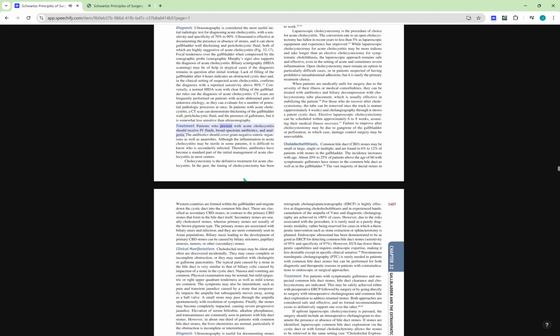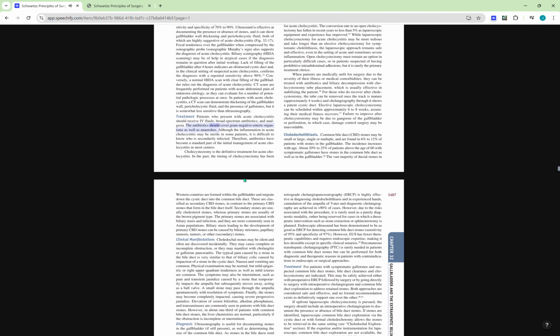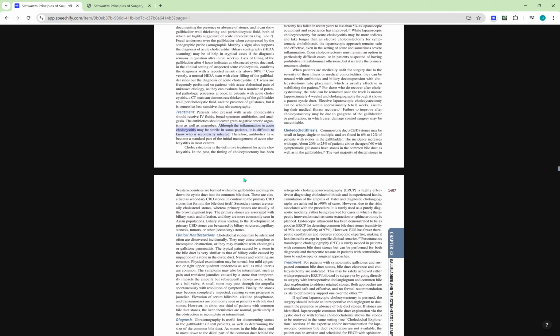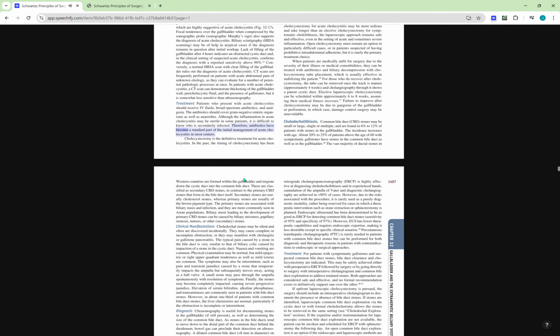Treatment: patients who present with acute cholecystitis should receive IV fluids, broad-spectrum antibiotics, and analgesia. The antibiotics should cover gram-negative enteric organisms as well as anaerobes. Although the inflammation in acute cholecystitis may be sterile in some patients, it is difficult to know who is secondarily infected. Therefore, antibiotics have become a standard part of the initial management of acute cholecystitis in most centers.